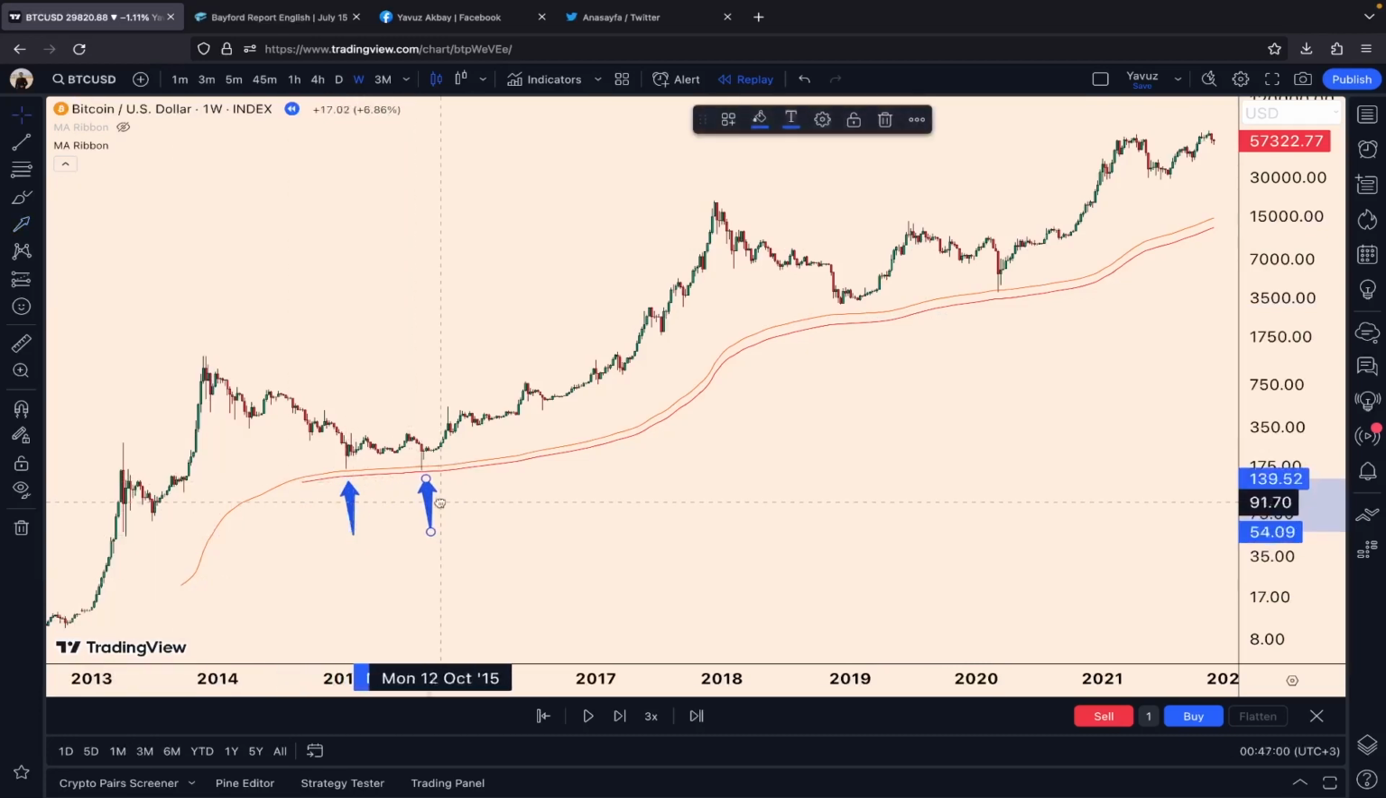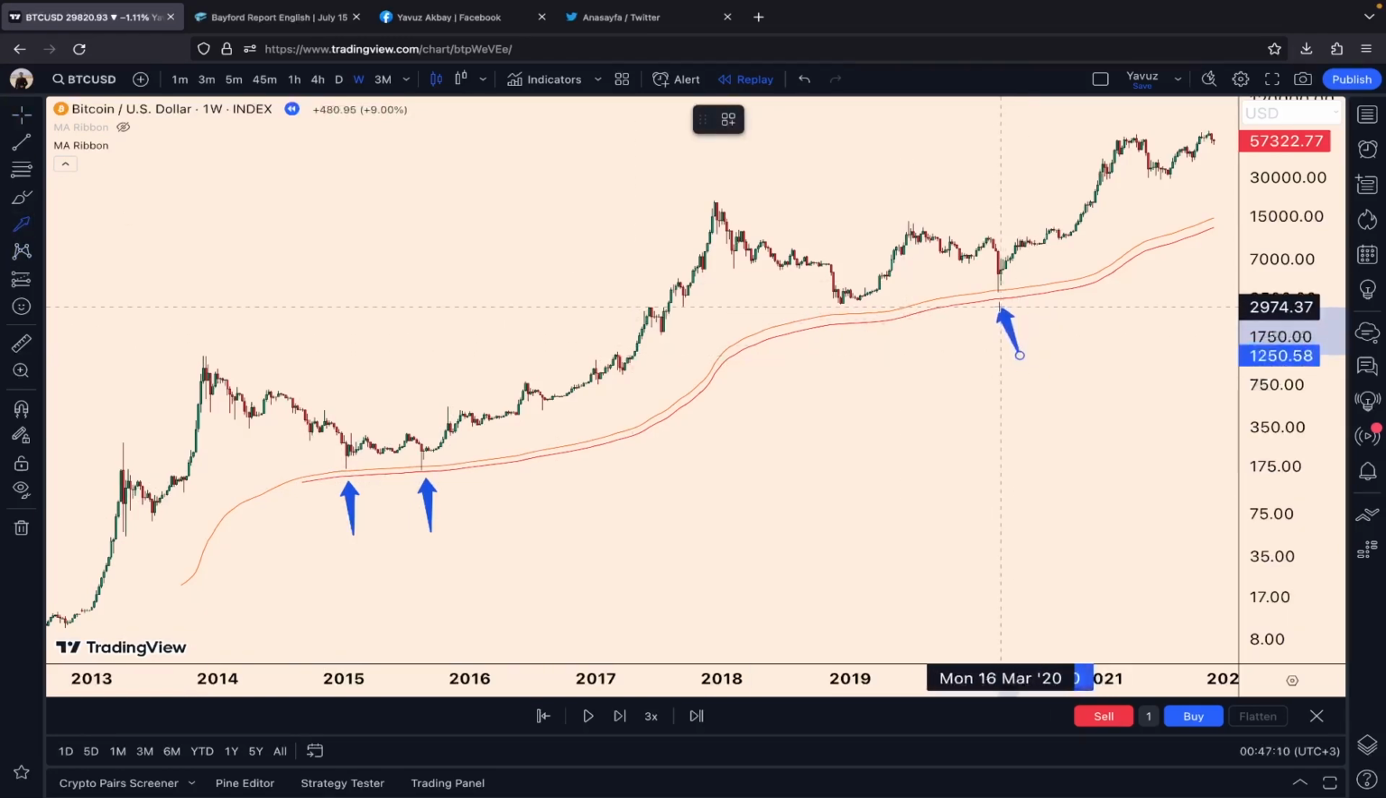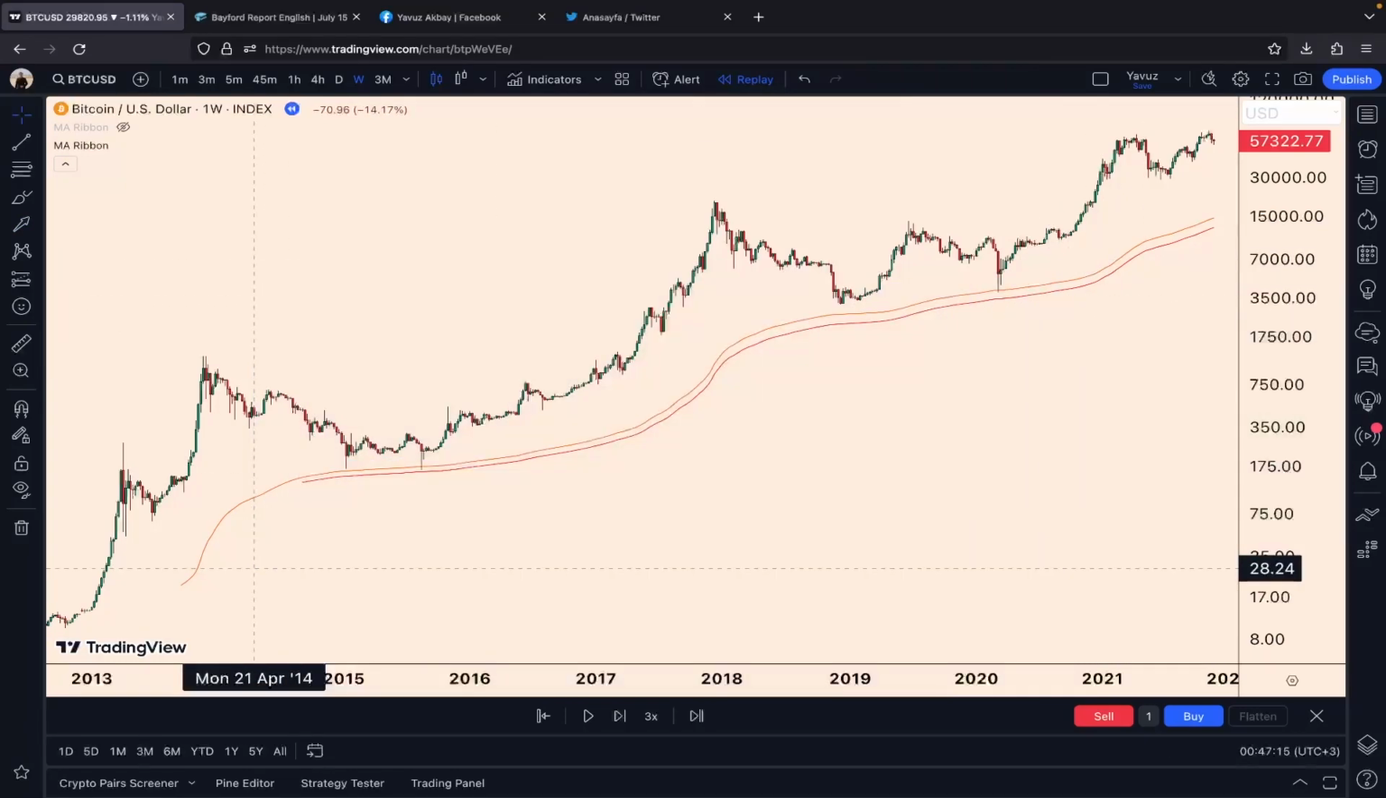If you look at that, in 2015 there are two wicks that touched the RMAs, and in the COVID time there's one wick that touched there. So by looking at them I can see that when a bear market starts, the lowest point is going to be those RMAs. So in this bear market I spotted my lowest point, my dip point, by looking at that.